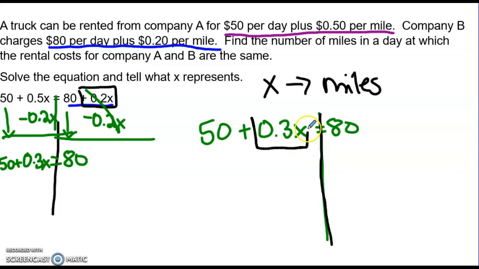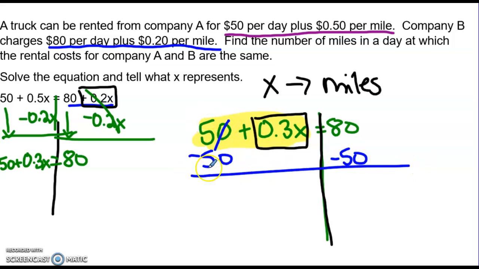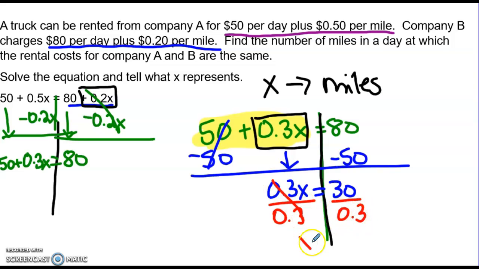I'm still trying to get the x by itself, so I'm going to box it off and I'm going to ask myself what is on the same side that I need to get rid of. And if you look at it this way, we can see that we need to get rid of the 50. Since it's adding 50, we are going to do the opposite, which is to subtract 50 from each side. 0.3x equals 30. I'm still trying to get the x by itself. Right now I have 0.3 times x, and the opposite of multiplying is dividing. So I'm going to divide each side by 0.3, and x will equal 100, I think.